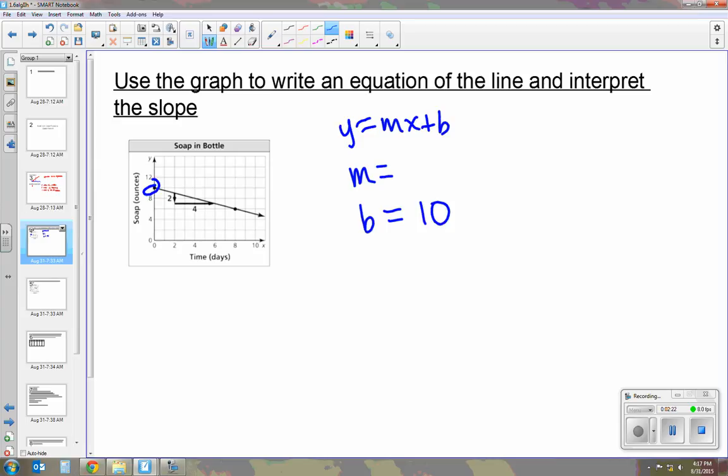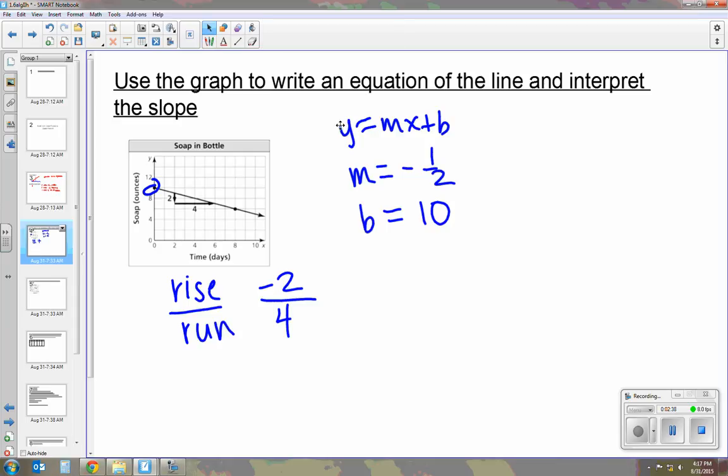And the slope is, of course, your rise over your run. Well, it's rising down 2, so it's a negative, and it's running a +4. So our slope is a -1/2. So our equation for this line is going to be y equals -1/2 x plus 10.